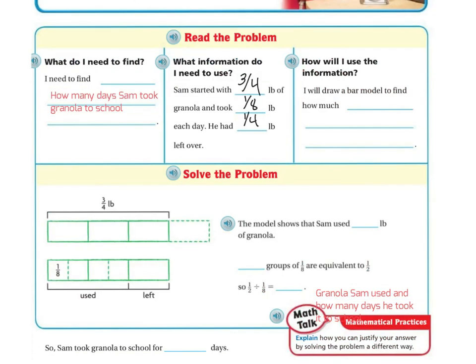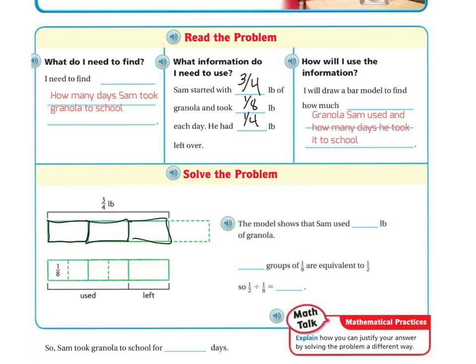Let me lift this. So let's look at my model. I have 3/4 pound, because that's what Sam started with. So these are my 3/4: 1, 2, 3/4. That's my 3/4 pound. And then I'm going to take each of these quarters and break them up into eighths, because each day we're taking 1/8 of a pound, right? So each of these I'm breaking up into eighths.